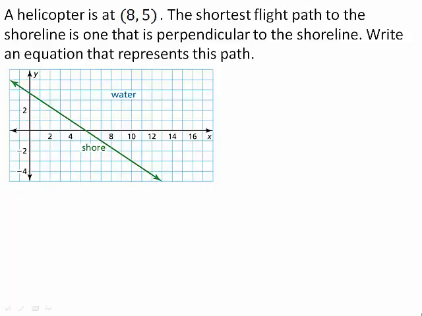A helicopter is at (8, 5). The shortest flight path to the shoreline is one that is perpendicular to the shoreline. Write an equation that represents this path. Begin by finding the slope of the line that represents the shoreline.